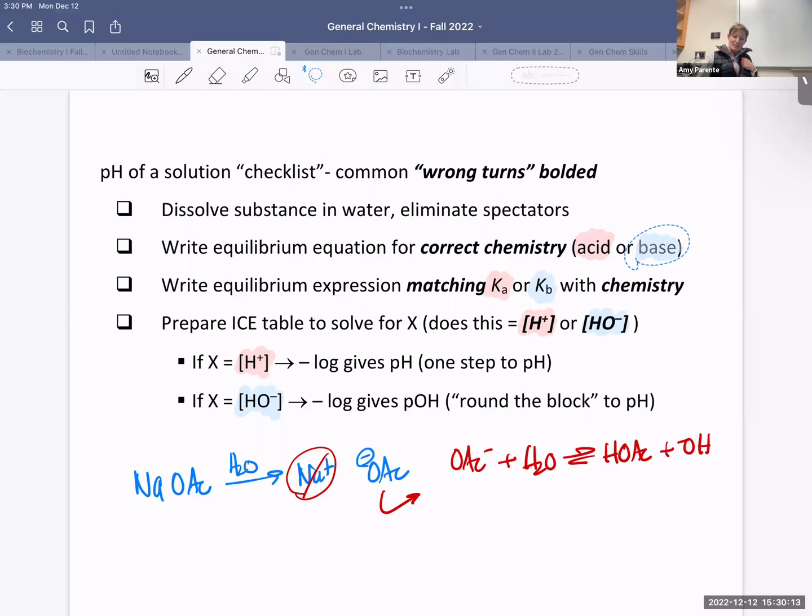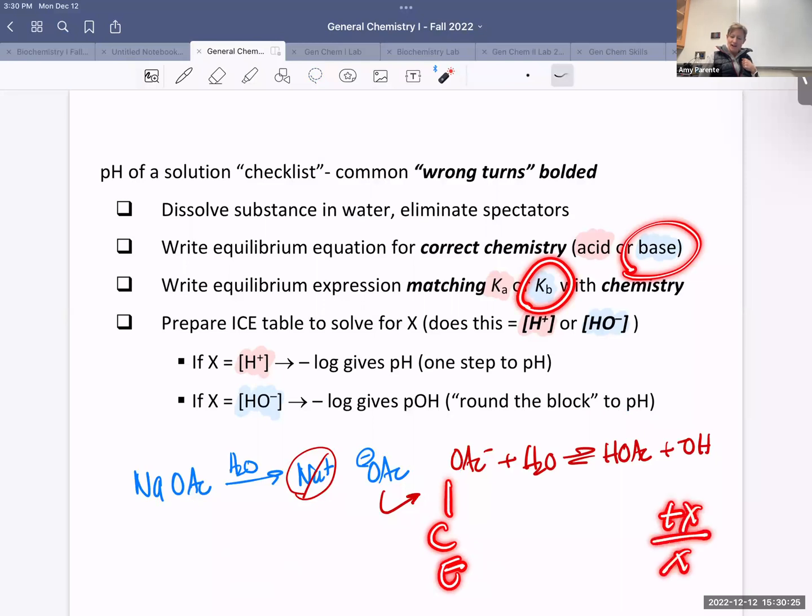So this would be a base problem, right? Because we wrote a base equation. So we need to use KB. And if we do our ICE table here, and this is going to be plus X, our X is going to be equal to hydroxide concentration, which means we're going to have to go around the block to determine pH.